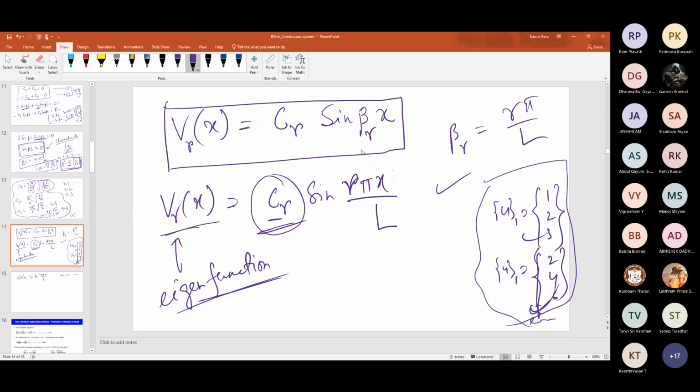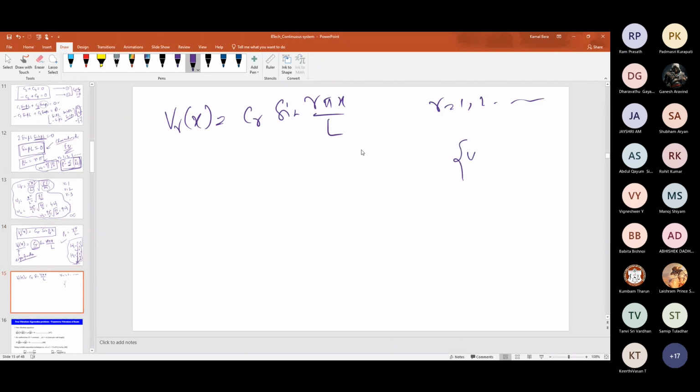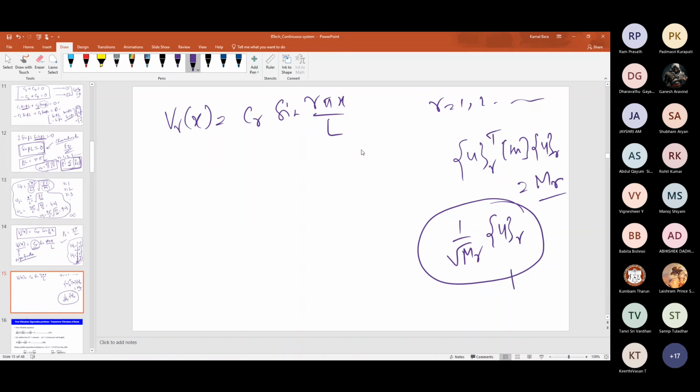Using orthogonality. So U1 transpose M U1 will be some non-zero value, and then you divide by the root of that value. Remember that for any r-th mode, U_r transpose M U_r gives some M_r, the r-th modal mass. Then you do 1 by root of M_r into U_r, which gives the mass normalized r-th eigenvector and modes.